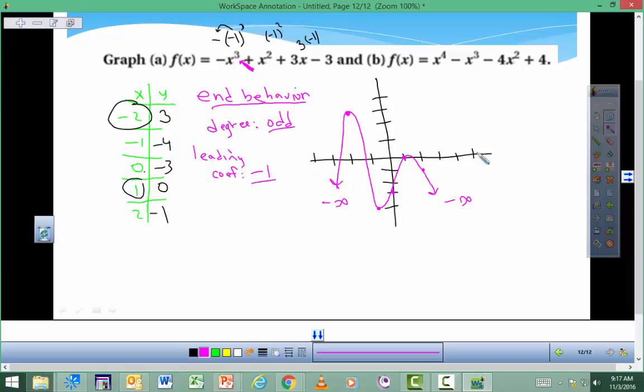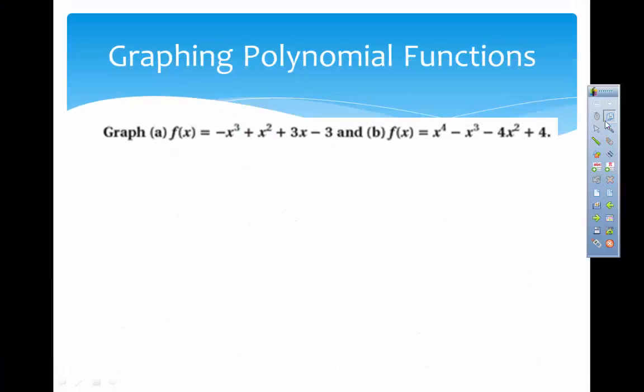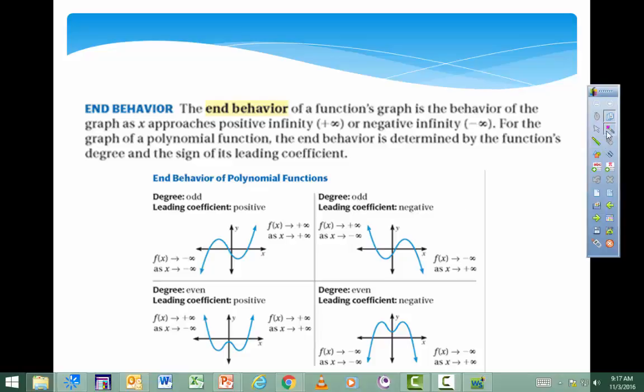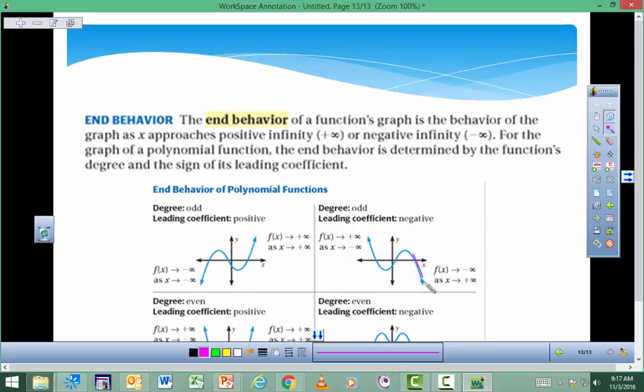So now what we want to do is go back and look at that chart. What was the end behavior? I had an odd function, right? The degree was odd, and it had a negative. You see, I had a mistake. This side was correct, it was going down, but there has to be one more turn, doesn't there?